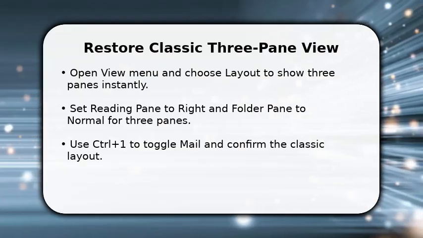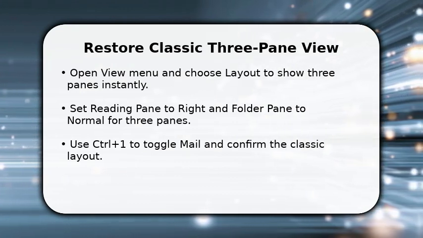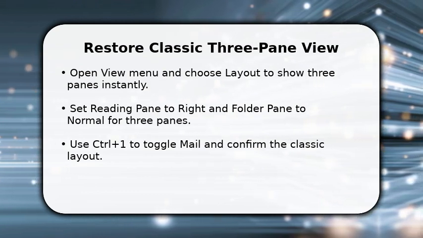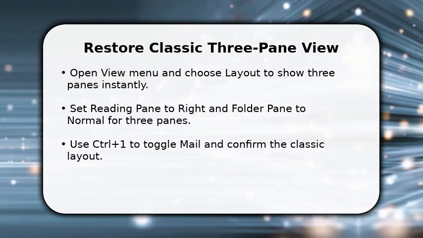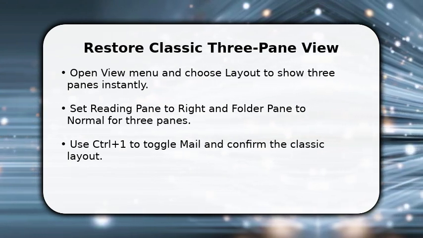Open Outlook and go to the View menu at the top of the window. Select Layout from the View ribbon to access pane options quickly. Set the folder pane to normal so folders display on the left side consistently. Set the reading pane to right so messages appear to the right of the message list.